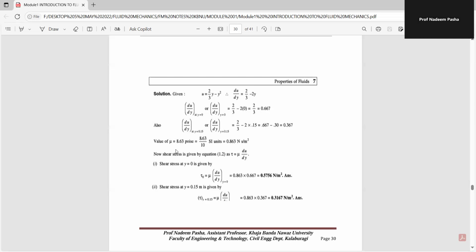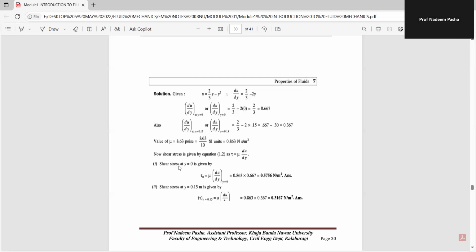Now, the value of mu is given as 8.63 poise. How will you convert this to Newton second per meter square? Multiply by 0.1 or divide by 10. So it comes out to be 0.863 Newton second per meter square. Now the shear stress equation as per Newton's law of viscosity: shear stress acting on the fluid element is directly proportional to rate of change of shear strain. So tau is equal to mu into du/dy.